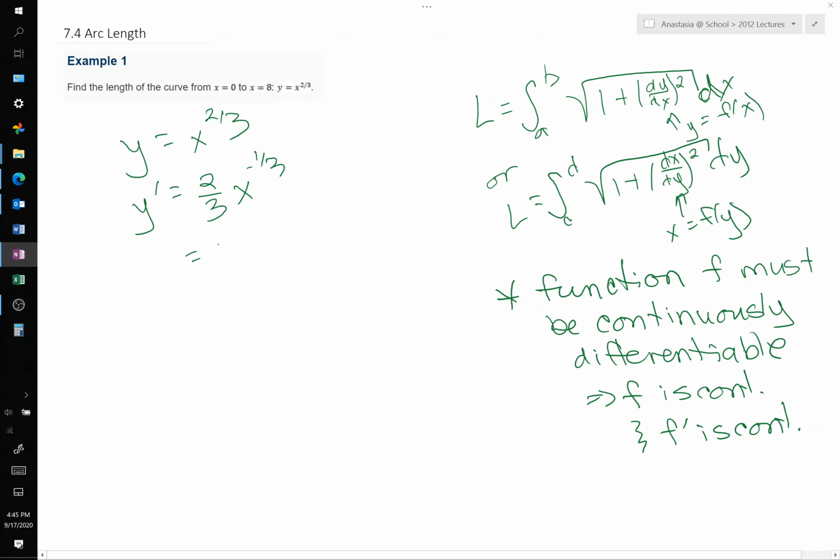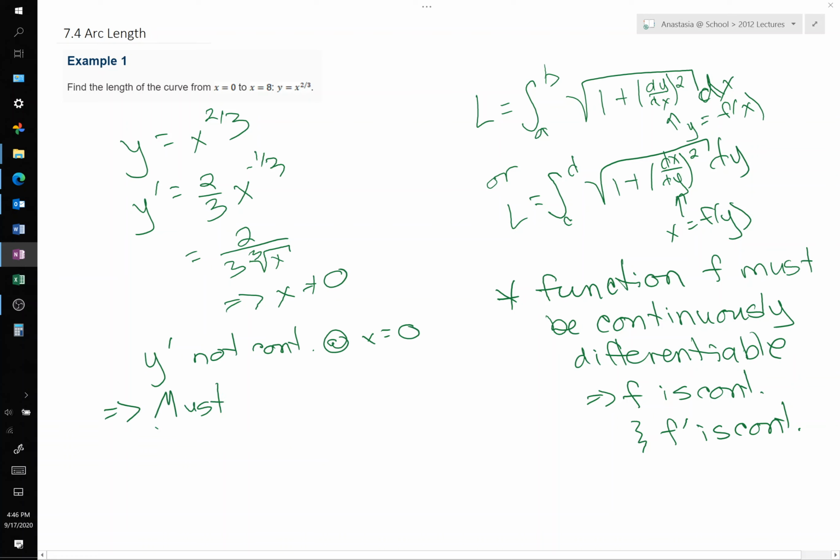However, for y prime, notice that we have 2/3 times the cube root of x. So this means that x cannot equal 0. So we have an issue with y prime. Okay, so because of that then, y prime is not continuous at x equals 0, which means we must rewrite in terms of y.